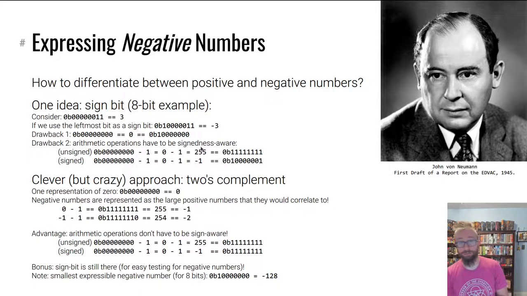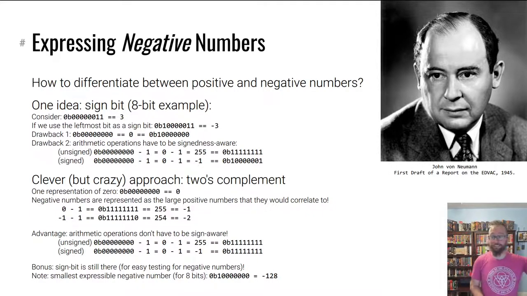First of all, 2's complement has one representation of zero. That's nice and easy: all zero bits, zero. And the crazy thing is that negative numbers have the same representation as positive numbers. So zero minus one is all ones, and that is both 255 and negative one. If you subtract another one from that, it's all ones and one zero, it's 254 or negative two. And so you can do your arithmetic for the most part without worrying about the sign. Definitely add, subtract, several others. You don't have to worry about the signedness of the data. It's the same.